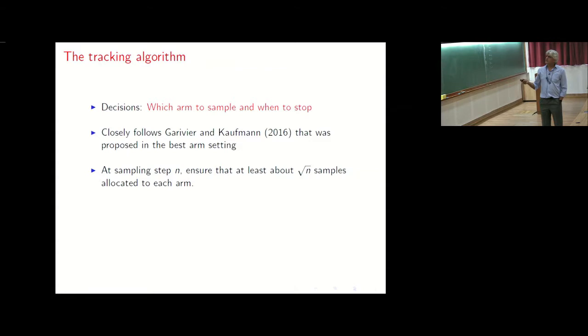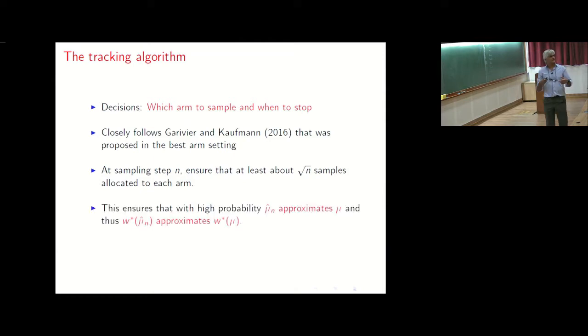So that sampling step n ensures that at least square root of n samples are allocated to each arm. Essentially, there's some exploration being done. Nobody's being starved. You're not giving a linear amount of samples, that's too many samples, that's wastage. But you're ensuring that nobody's being starved and you're not making bad decisions because of random chances. This ensures that with high probability, the mu hat n approximates mu. See, now we are only looking at single parameter exponential families, so means are enough.